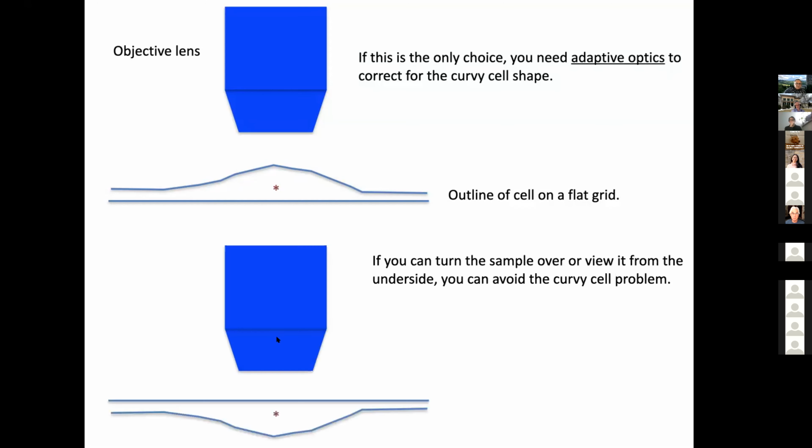The other solution is to either look up from the underside or to flip the grid over so you look down on the flat underside of the cell. And I believe this is what the Jensen lab did for their mapping, using single molecule localization mapping of frozen hydrated bacteria. I believe they look down on the flat side, so you avoid this problem. But even if you look through the flat side, there's still a problem.